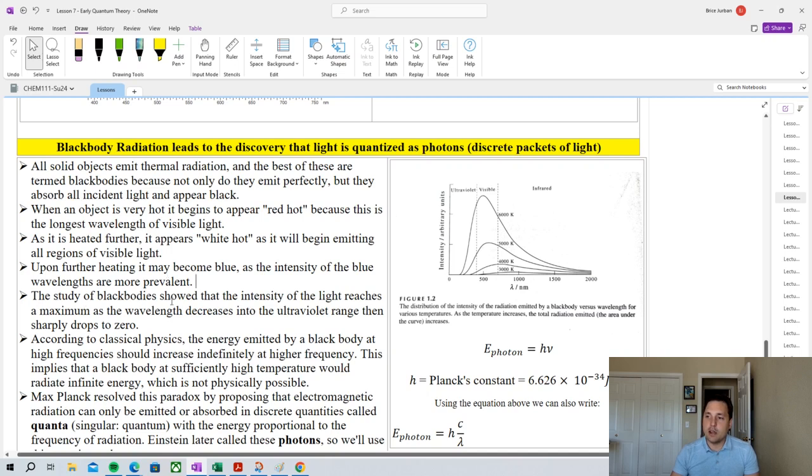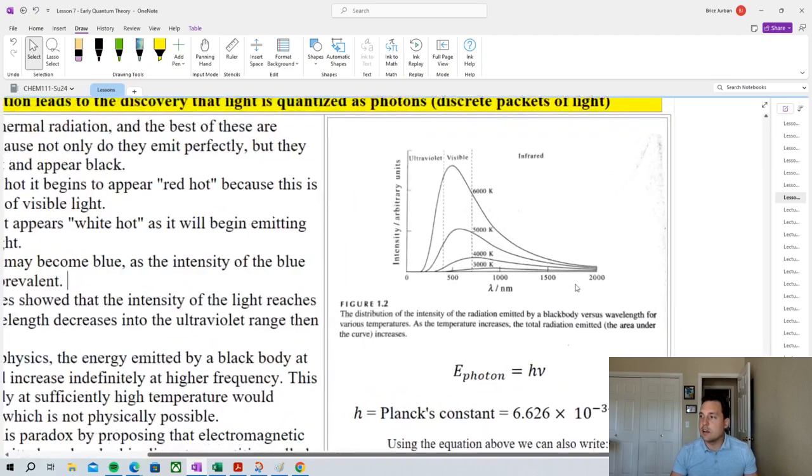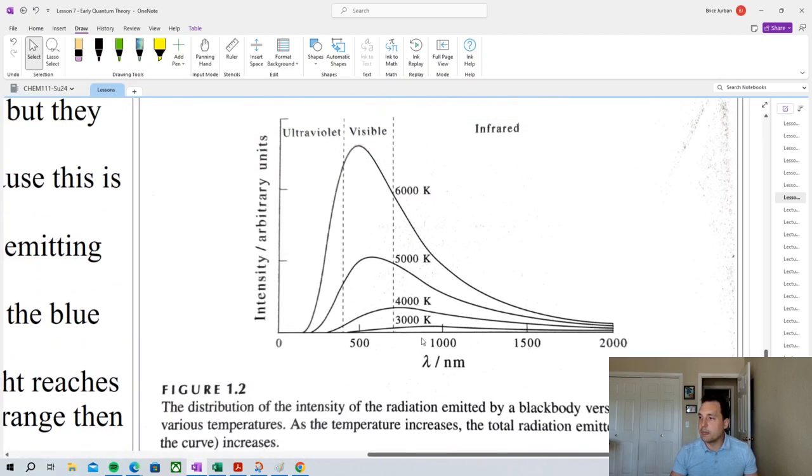The study of black bodies in the late 1800s showed that the intensity of the light reaches a maximum as the wavelength decreases into the ultraviolet range, and then it sharply decreases to zero. We can characterize these black bodies by the temperature that they emit. And we have 4 lines here, a 3,000 Kelvin hot body, 4,000, 5,000, and 6,000.